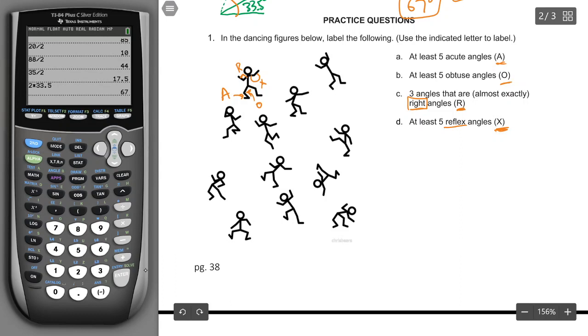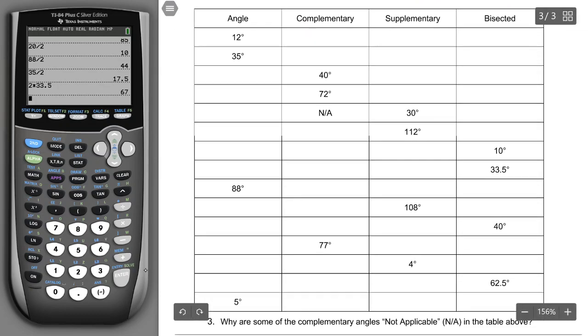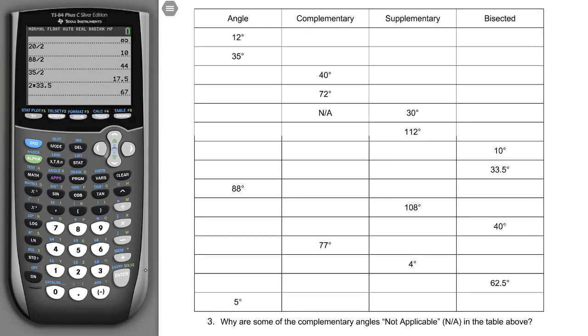So you can try practicing. In the dancing stick figures, there's lots of examples of each. Just trying to get you comfortable with using those definitions. Then there's a whole table here where you can fill out some complementary, supplementary, and bisected angles.